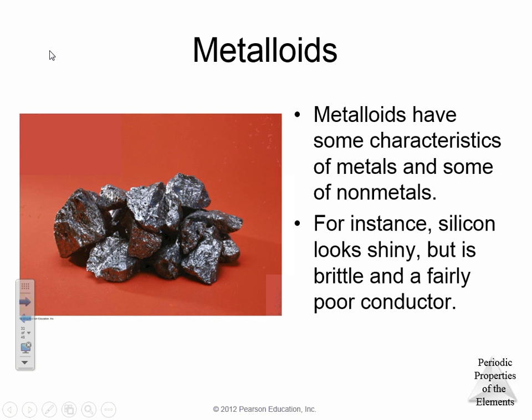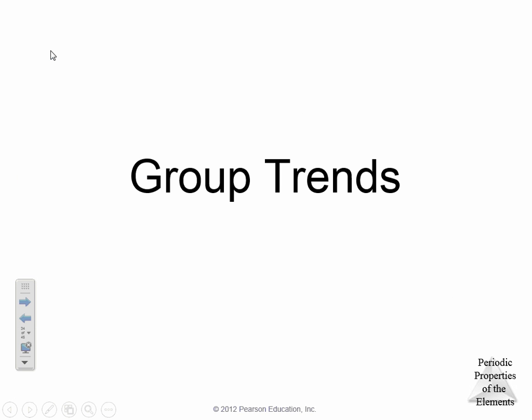Now, what we have to talk about is the metalloids, and the metalloids are kind of in the middle. Remember, that's those 6, 7 elements that were highlighted in purple at the beginning. And the reason the metalloids fall there is they have some characteristics of metals, some characteristics of nonmetals. For instance, silicon, which is a metalloid, looks shiny, which it is. It's on the left-hand side here. Silicon looks shiny, but it's fairly brittle and it's a very poor conductor. So it splits its characteristics. So there's an example with the metalloid.